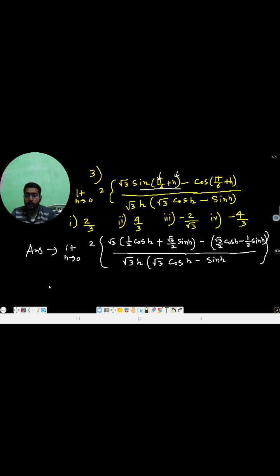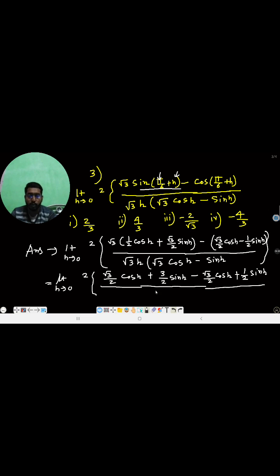Now the simple thing is that we just have to multiply this. So limit h tends to 0, that will become 2 into, if I multiply this, root 3 by 2 cos h plus, root 3 into root 3 will become 3 by 2 sin h, minus root 3 cos h, and that will be plus half sin h, and the whole divided by, the same one, don't multiply this, root 3h and root 3 cos h minus sin h. Now there is a bracket.